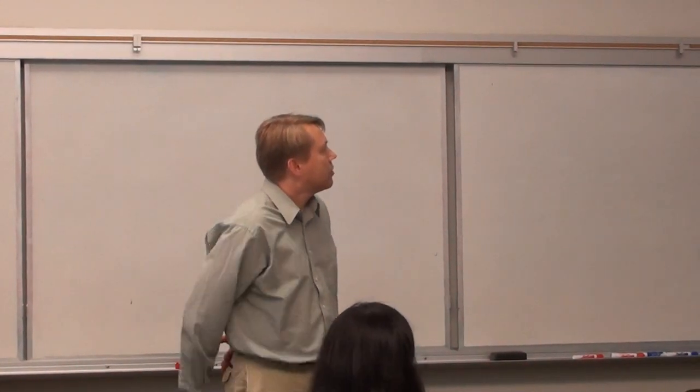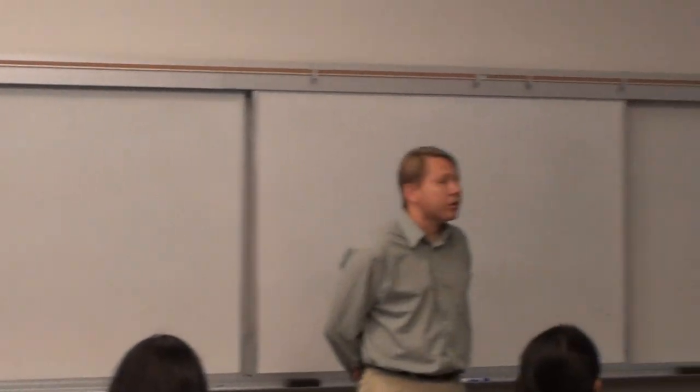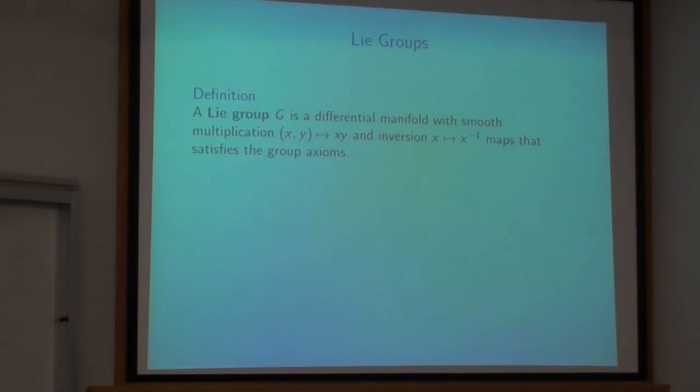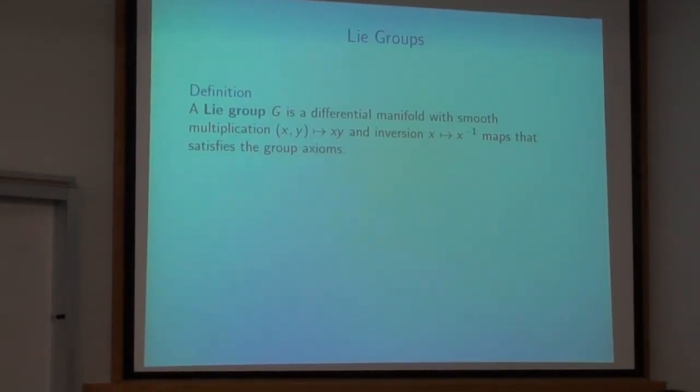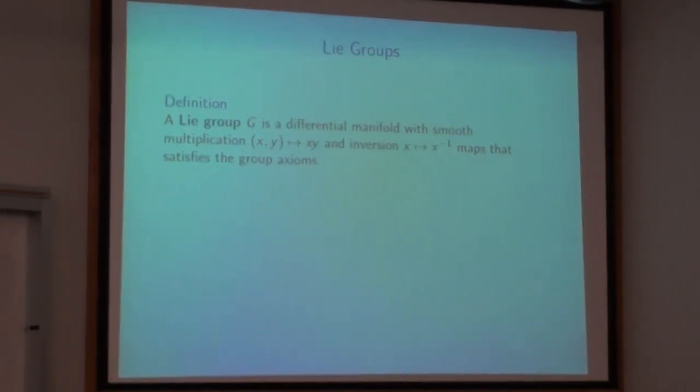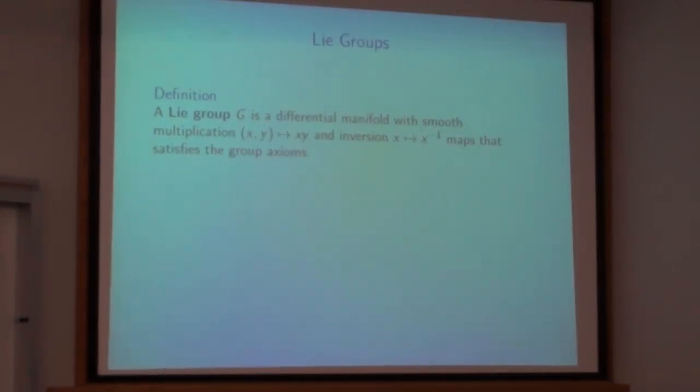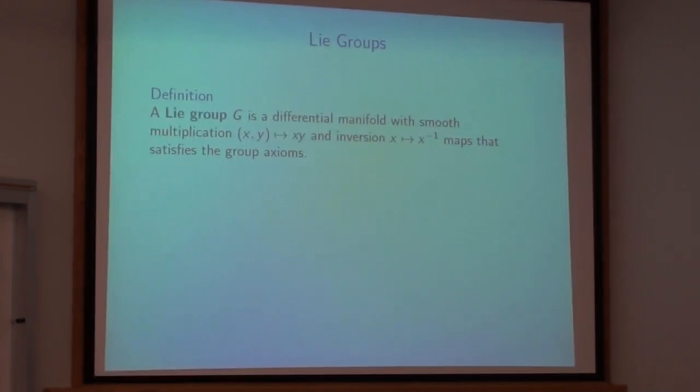So next I want to recall the definition of a Lie group. I'm going to speak about real manifolds. A Lie group is a real differential manifold with smooth operations. So we have two operations, multiplication and inversion. And these operations satisfy group axioms. Examples I can leave to Professor Pollock to talk about. Quick, easy examples: if you think about rotations on the plane, they form a group, say rotation around the origin, or translation.